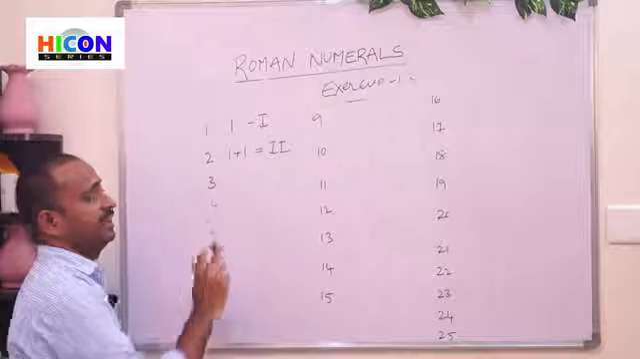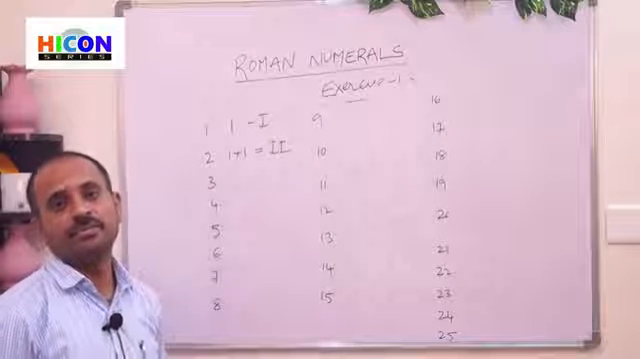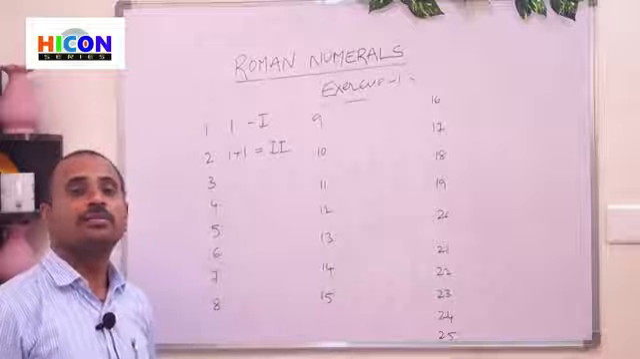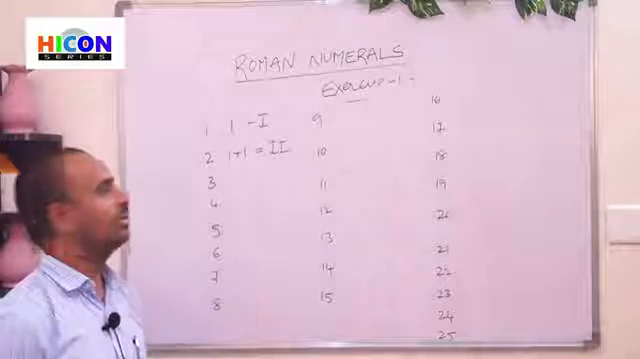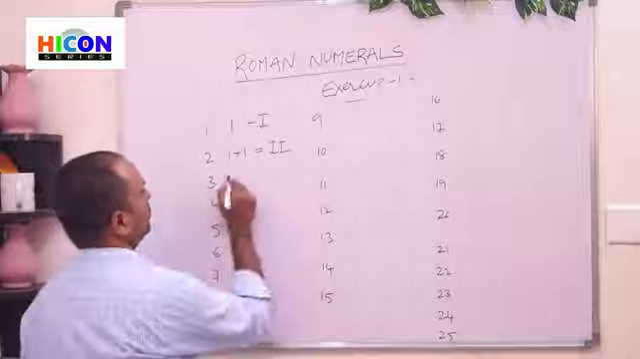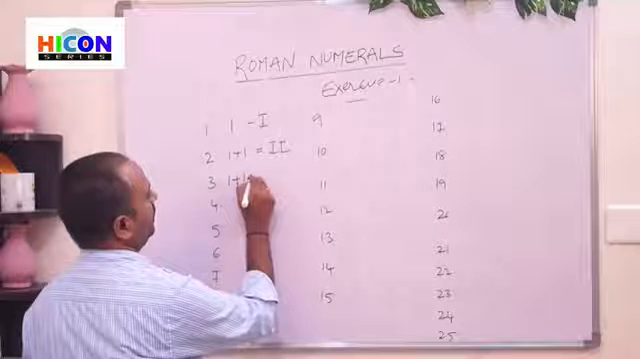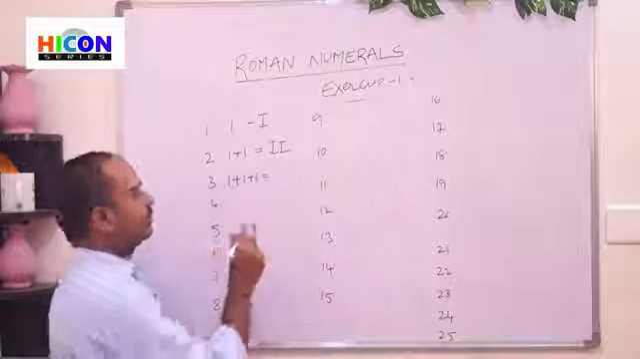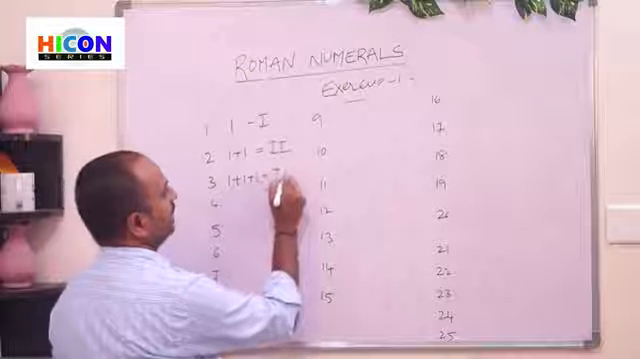And 3. There is no symbol for 3 in the Roman numerals. That's why we have to split this 3 into ones. That becomes 1 plus 1 plus 1. So 1 means I, I, I.